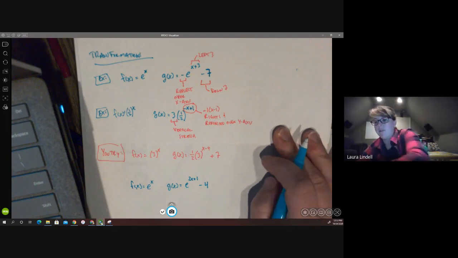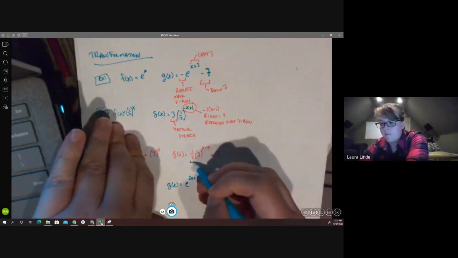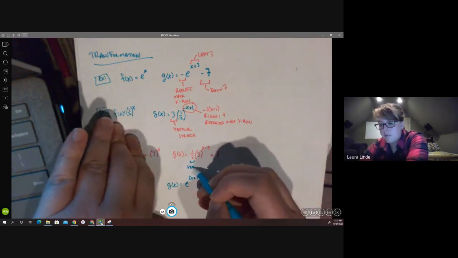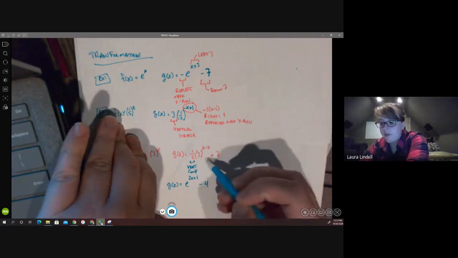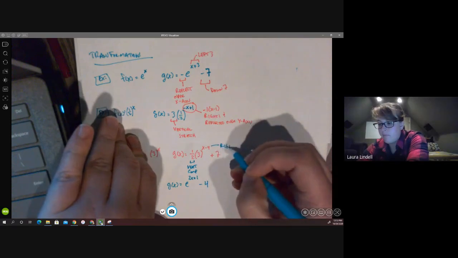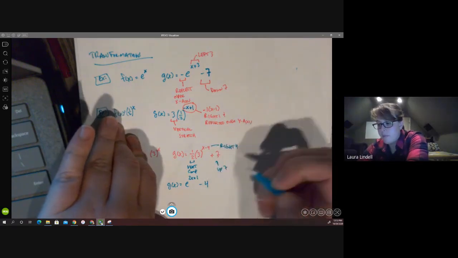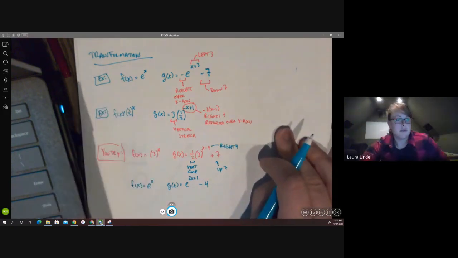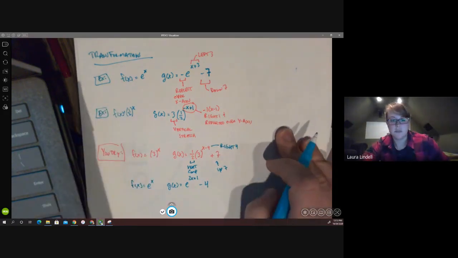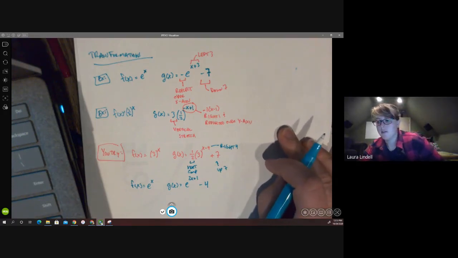All right, as people finish, I'll start with this one up here. We have vertical compression by 1/2. We have that we're moving right 4 and up 7. So if you did things correctly, those are the three things we should have identified on that top one.